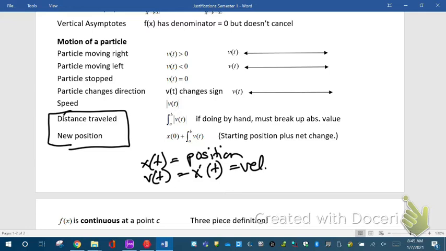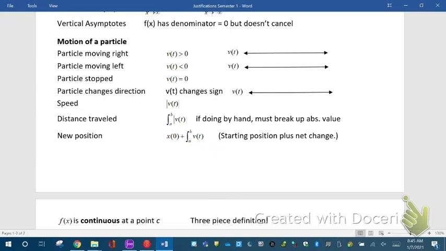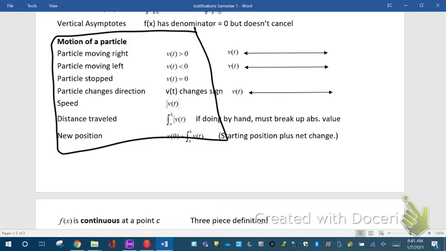All right, now, this is all supposed to be review. Notice that all of these justifications have velocity in them. If they say, when is a particle moving to the right, you write velocity positive. When is a particle moving left? Velocity negative. When is the particle stopped?